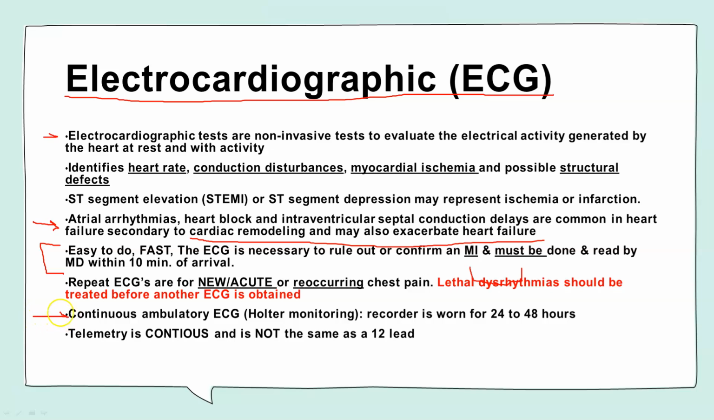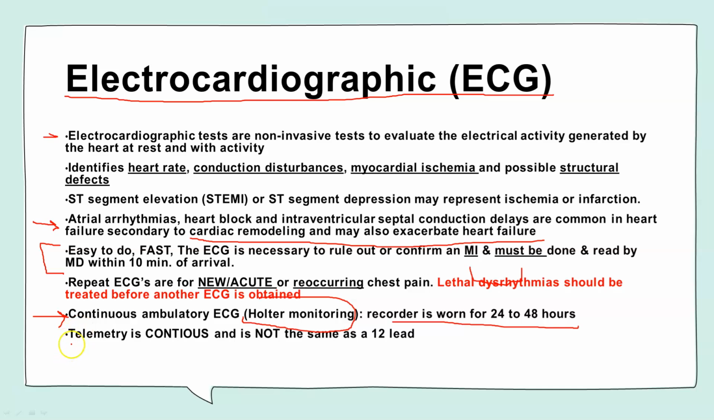Generally speaking, we understand that those clients are probably already on continuous ambulatory ECG monitoring. If we send you home with it, it's called a Holter monitor, for 24 to 48 hours. We'll talk more about that as we get into CAD and ACS as well.